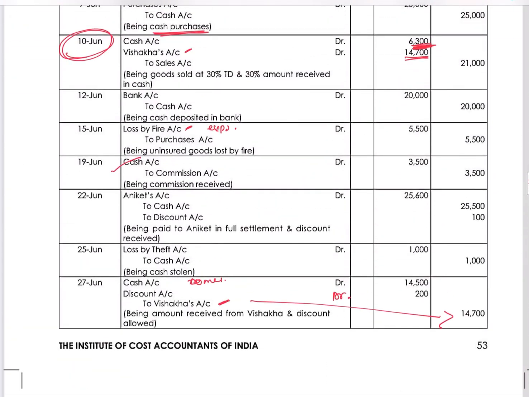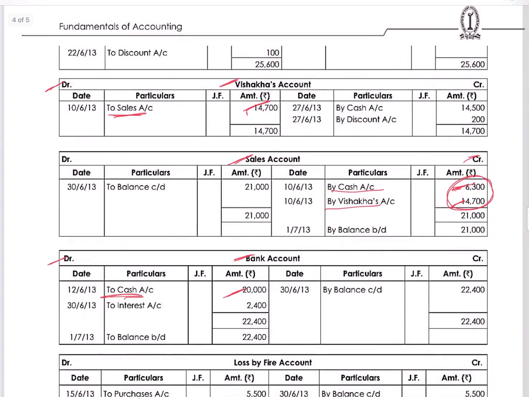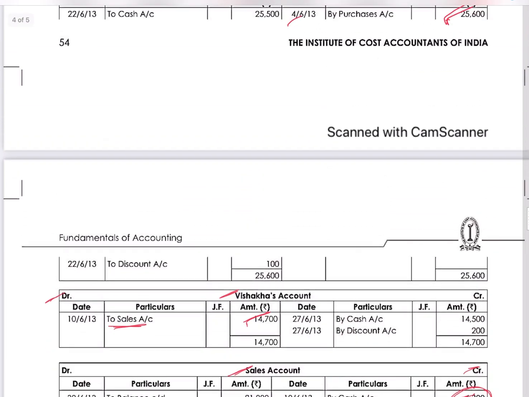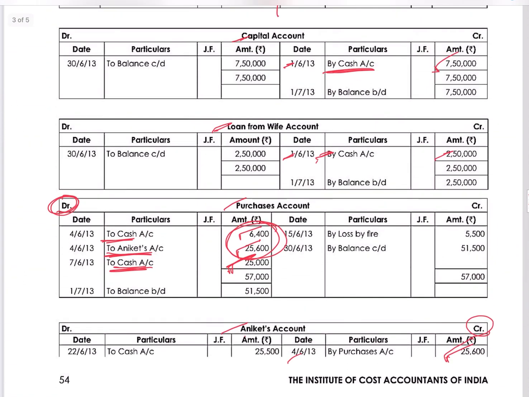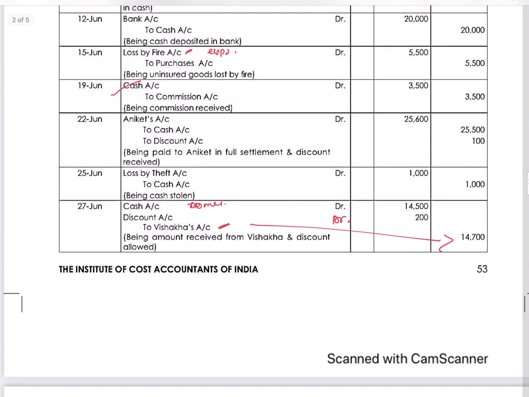Next, loss by fire to purchases 5,500. Loss by fire we have to debit and purchases to be credited. We don't have the loss by fire ledger, so we have to make it and debit it by 5,500, to purchases 5,500. The purchases account we already have. We will credit it by 5,500. Understanding? So be clear when you see the journal entry what is written in front of it.